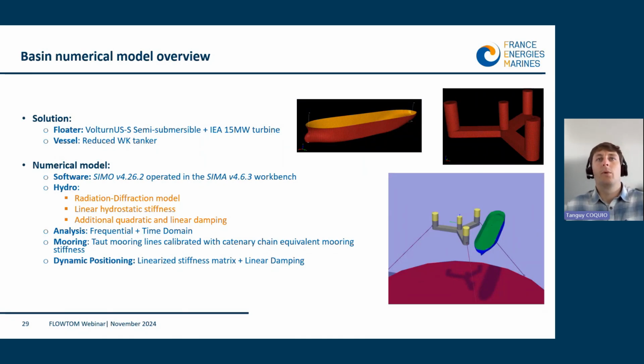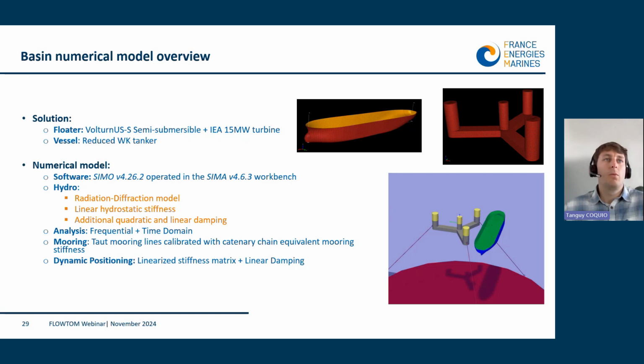As Benoit said, we are looking here at two bodies, a single hull vessel and the semi-submersible Volturn US, mounted with the IEA 15 megawatt turbine. All of it is at a scale of 1 to 50. What we want to do here is to reproduce what is happening in the basin in the numerical model, to be able, in a second step, to have confidence in a numerical model to process the full study of the FLOWTOM project. So here we just want to match the basin. This is why we have taut mooring lines, for example, just as in the basin, and it will change after.